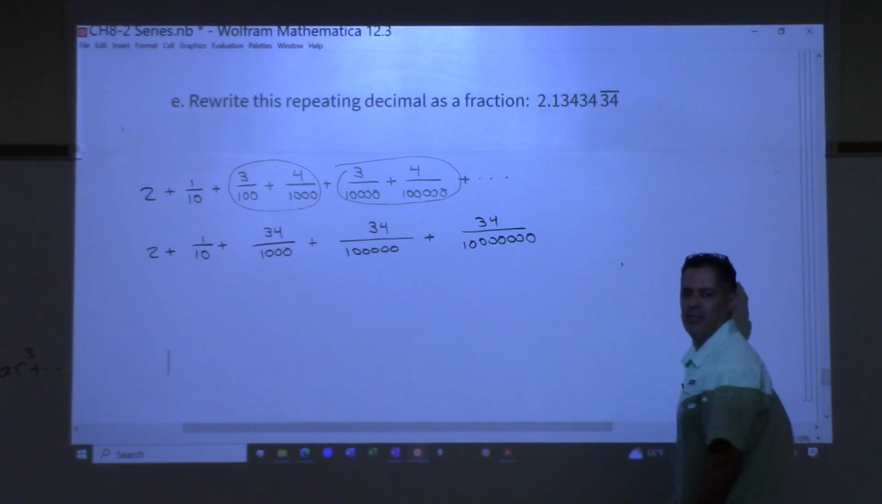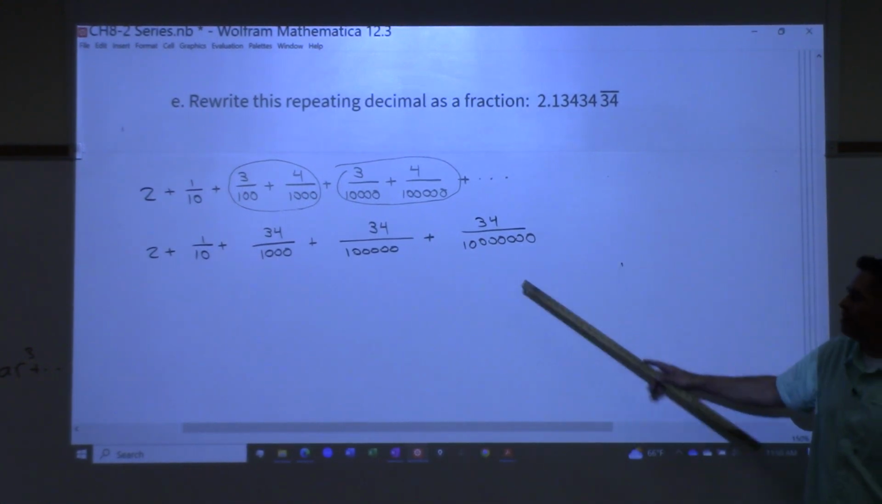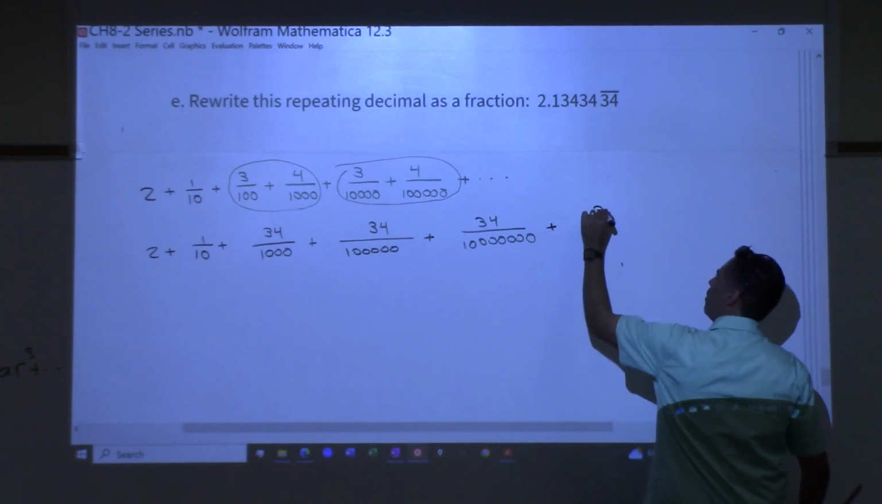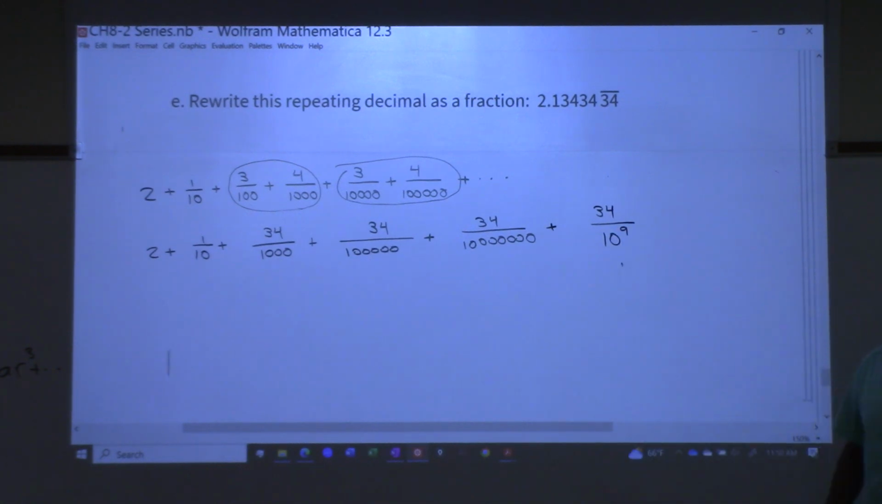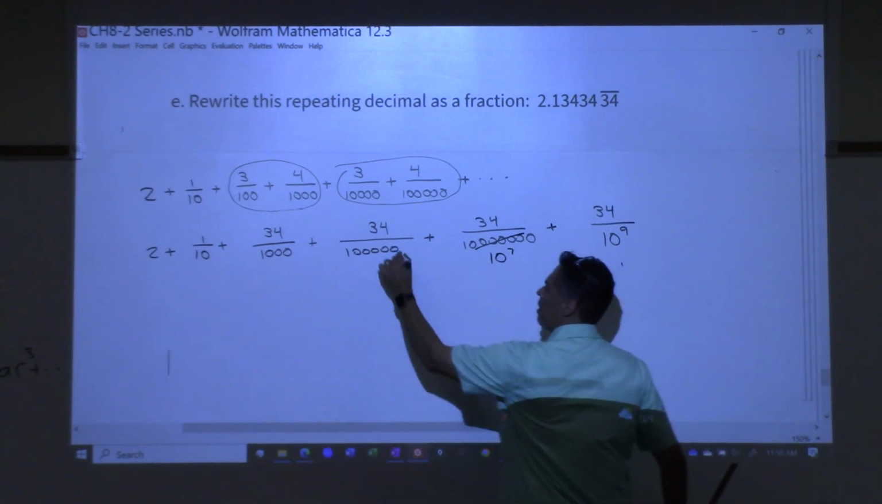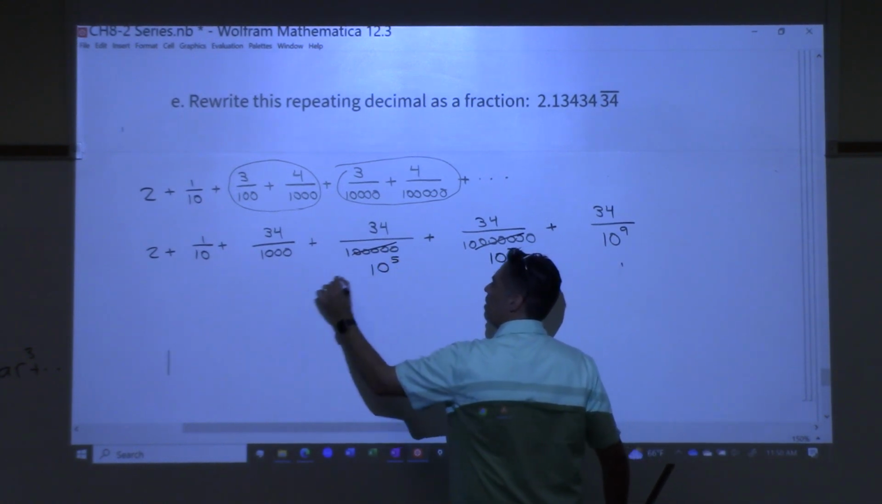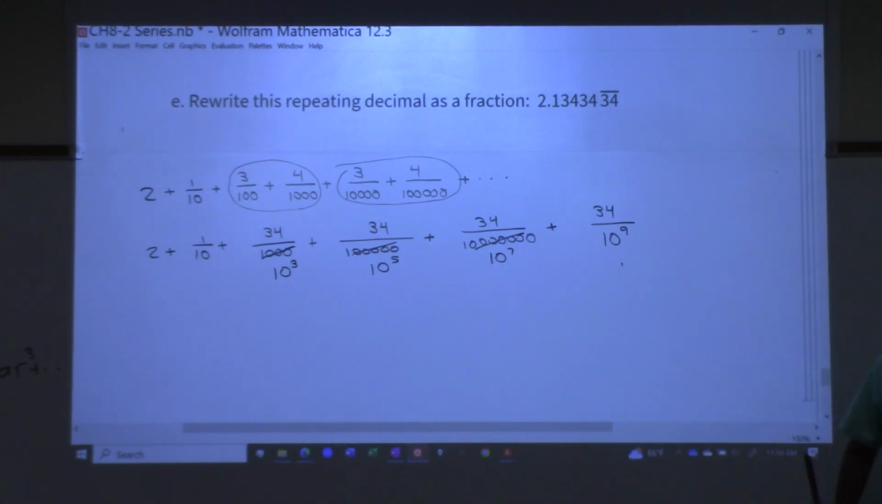So 7 zeros? Right, this had 3 zeros. That one had 5 zeros. This one has 7 zeros. The next one would be 34 over 9 zeros. Isn't it better if I just write 10 to the 9th? Yeah, so much better. 10 to the 9th instead. And instead of writing this, I should just write 10 to the 7th. Instead of writing this, I should write 10 to the 5th. And this one, I write 10 to the 3rd. And I think if I do it that way, I start to see, maybe I can write this as a formula. Yeah?